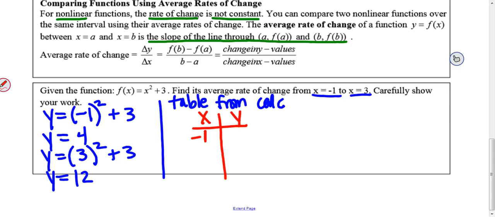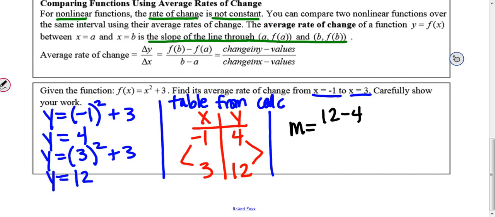At negative 1, y is 4. We're going to skip some numbers. At x is 3, y is 12. Regardless, to come up with our rate of change, it's 12 minus 4 over 3 minus negative 1, so it's 3 plus 1. It is 8 over 4, which is 2.